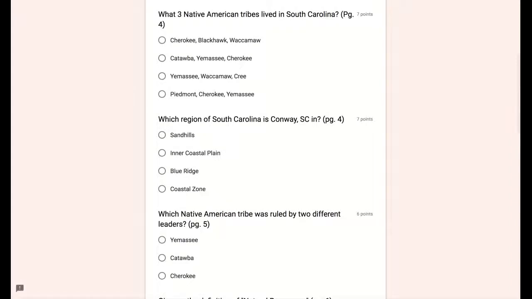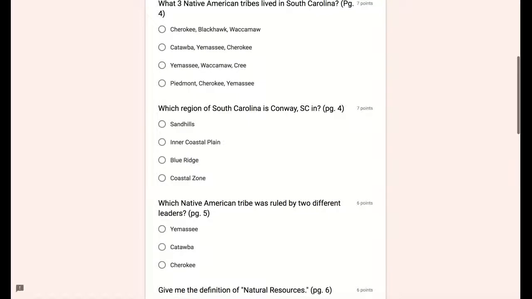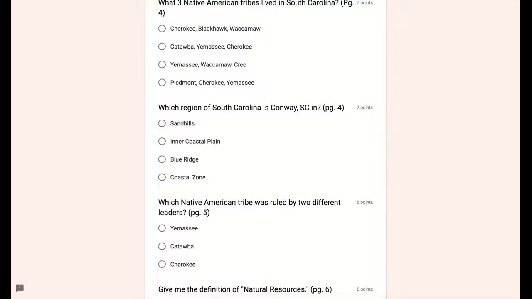What 3 Native American tribes lived in South Carolina? You can find this answer on page 4. Were they the Cherokee, Blackhawk, and Waccamaw, the Catawba, Yamasee, and Cherokee, the Yamasee, Waccamaw, and Cree, or the Piedmont, Cherokee, and Yamasee?